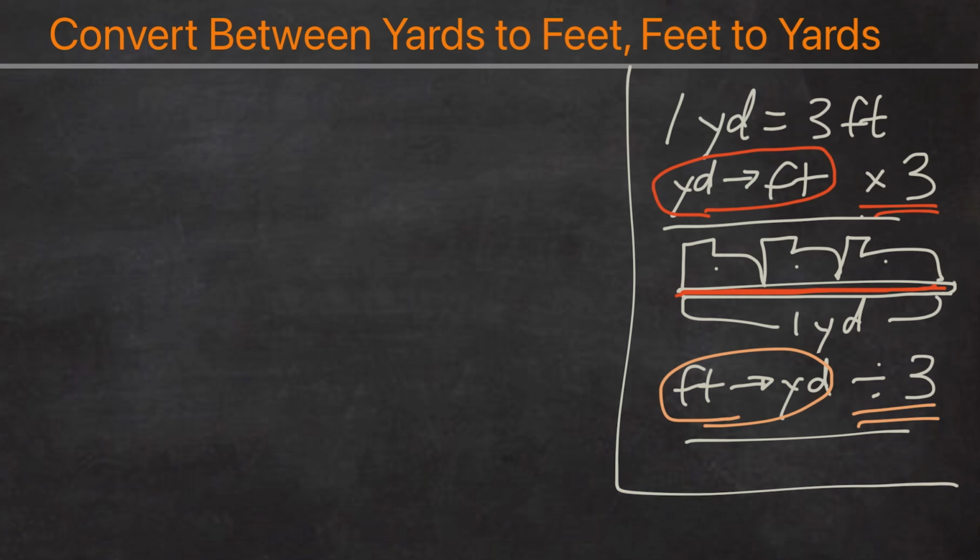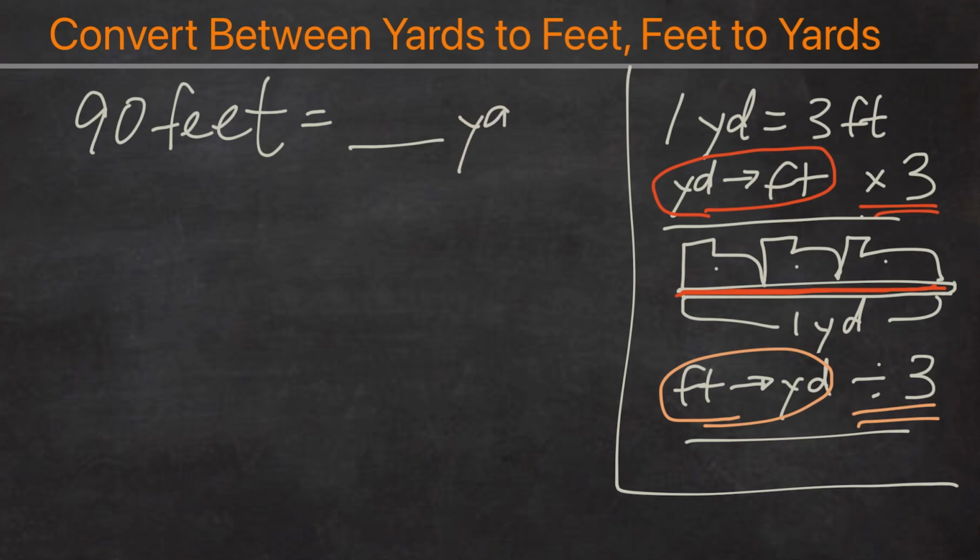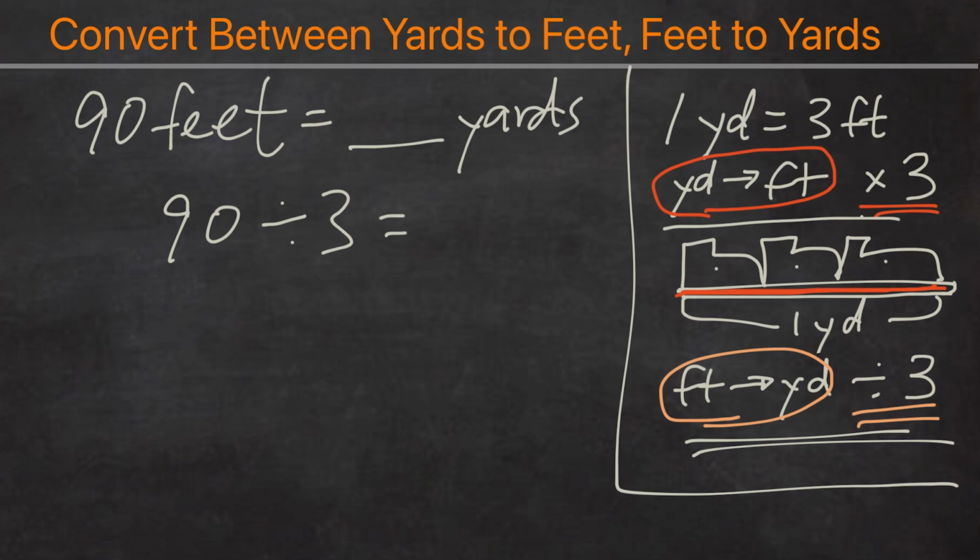So the final example, we have 90 feet. Converting to yards. Okay, so by now you should know which one to use, and it should be this one, which is feet to yard. So we're gonna take 90 divided by 3, and 90 divided by 3 is 30. So that becomes 30 yards.